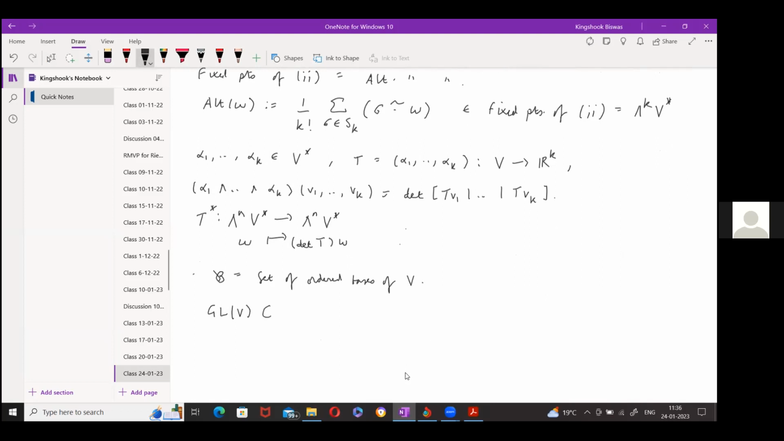has a natural action on this set of ordered bases, right? So, I mean, it's just the obvious action. G dot V1 to Vk is GV1 up to GVK, right? This is a new ordered basis.